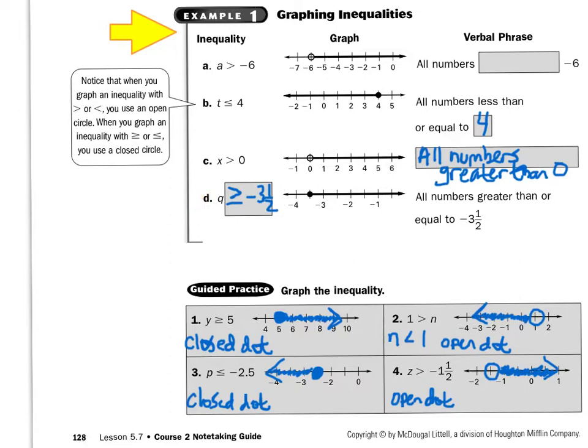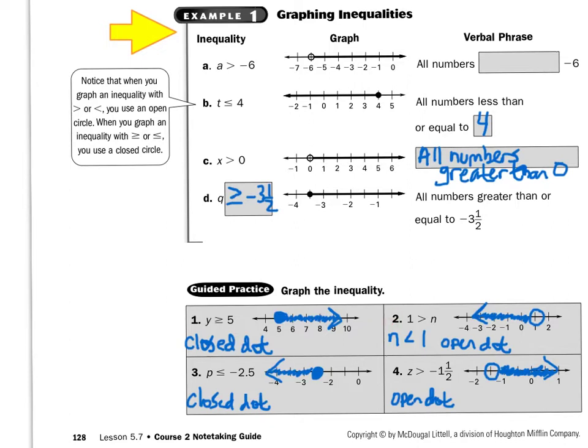Take a look at D. Q is greater than or equal to -3 1/2. Now we knew that it was or equal to because it was shaded in, and it's everything greater, everything to the right. So it's greater than or equal to -3 1/2. Okay, take a look at number 1. Y is greater than or equal to 5. Well, because of the or equal part, it's a closed dot. So put a closed dot on 5 and shade everything to the right, everything larger.